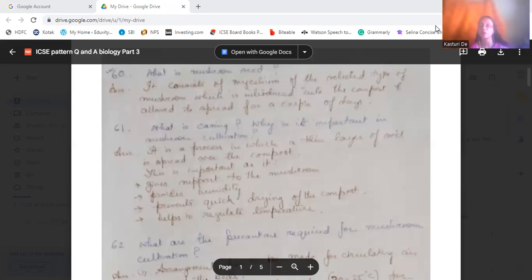Let us start with the question answers. So, some more questions on economic importance of bacteria and fungi. What is mushroom seed?